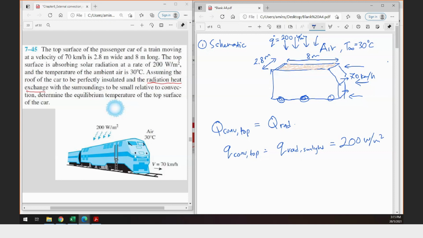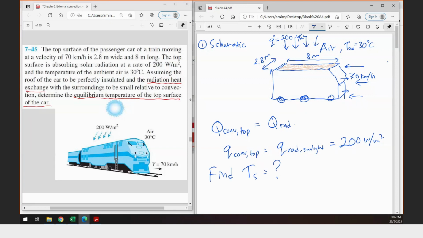Because if you look at this equation, the H value, okay, so the question asks you to determine the equilibrium temperature of the top surface of the car. So you need to find the TS value. Find TS.